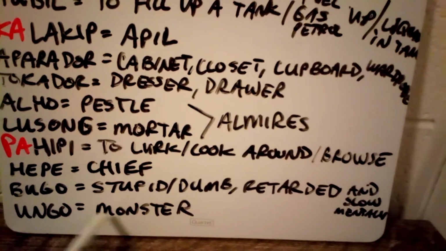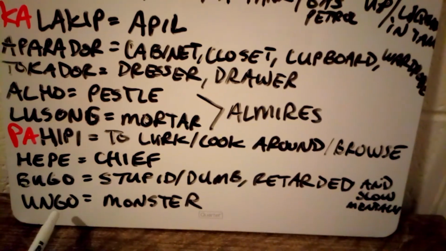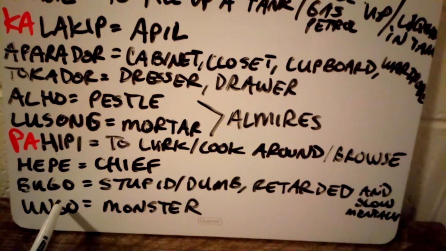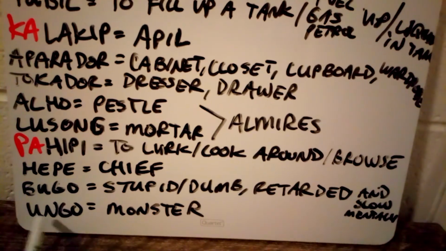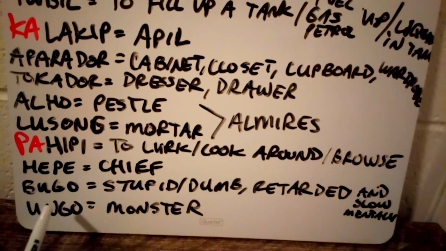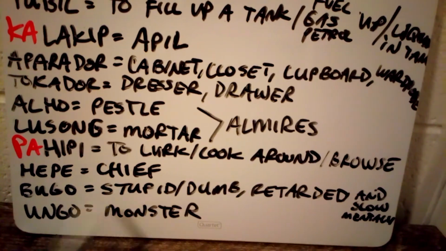And finally, we have a simple word here, ungo. Ungo means monster. This might be a hard one to pronounce because of the nga letter. There are three letters here: u, nga, o, ungo, which means monster.